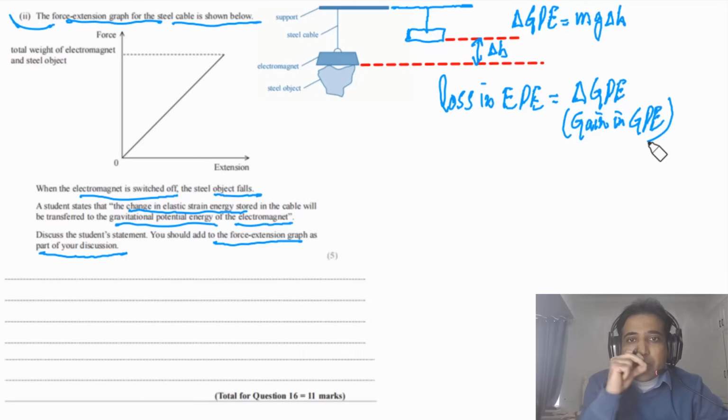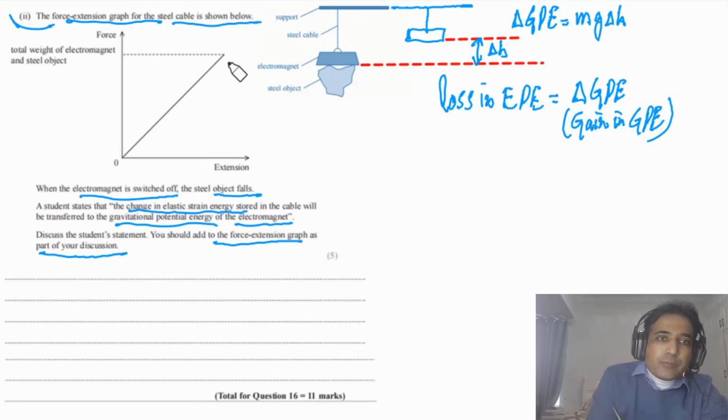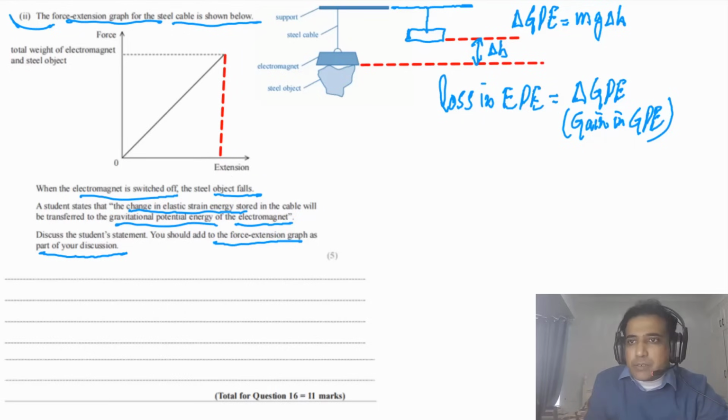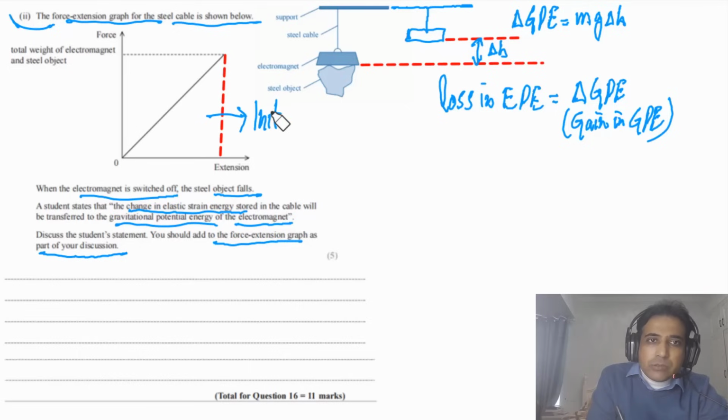Is the statement correct or not correct? First of all, we can draw the line here. This area under this line is representing elastic potential energy, and this is the initial elastic potential energy, initial EPE. This whole area is representing initial EPE.